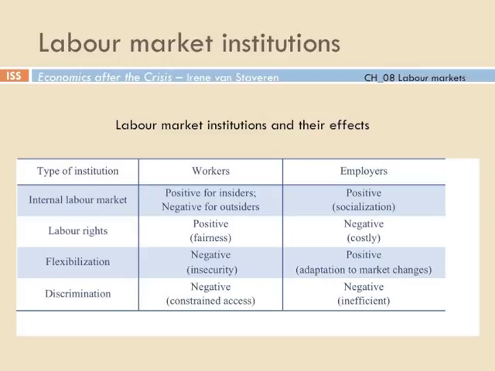The table summarizes important labor market institutions and their effects on workers and employers. As you see, some institutions have positive effects and some have negative effects. Labor rights work out positively for workers, but negatively for employers. They're often costly. Discrimination works out negatively for workers, but also negatively for employers because it's inefficient, as we have seen earlier.